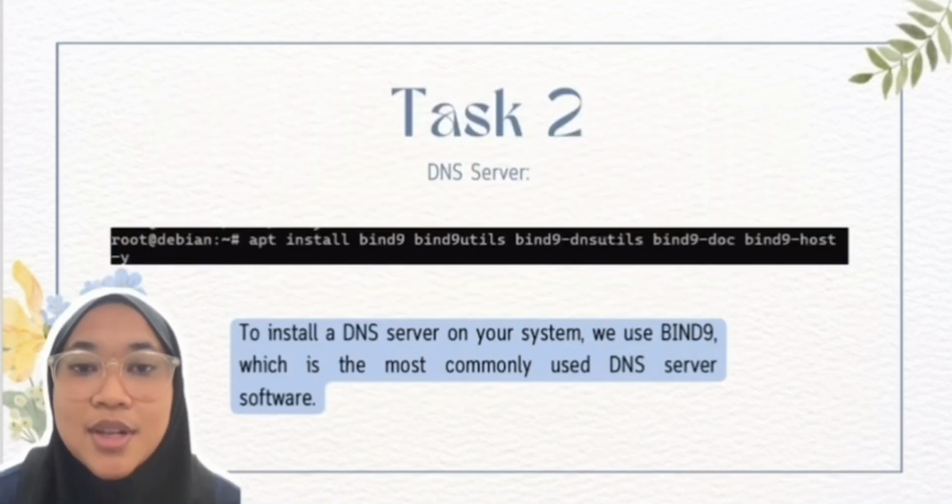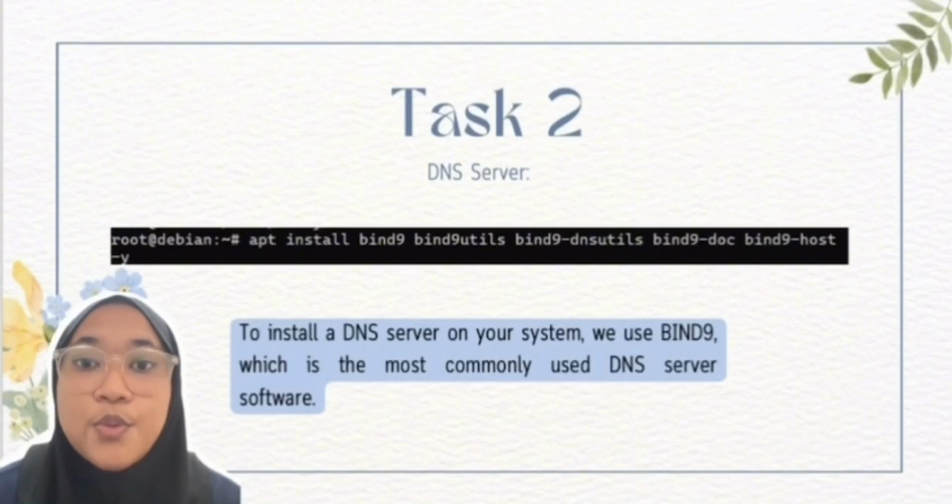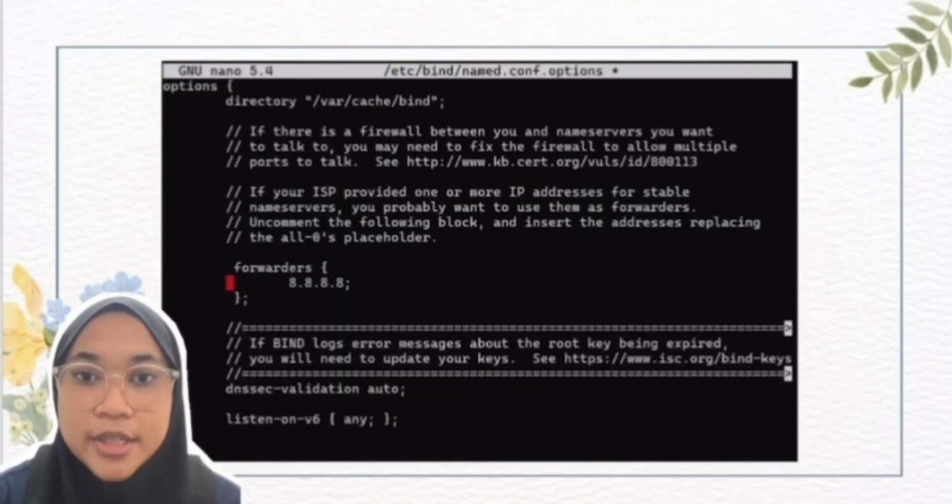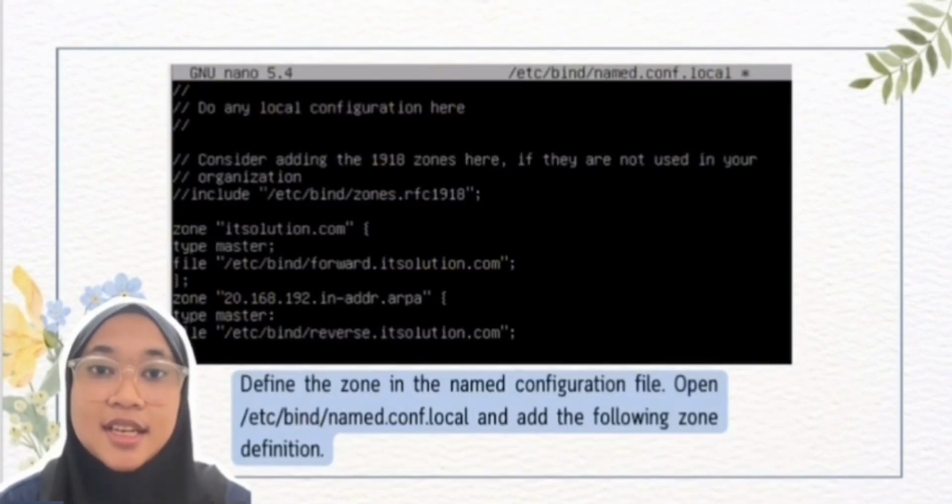First, to install a DNS server on your system, we use BIND, which is the most commonly used DNS server software. This is the named.conf option. Next, define the zone in the named configuration file. Open /etc/bind/named.conf.local and add the following zone definition.